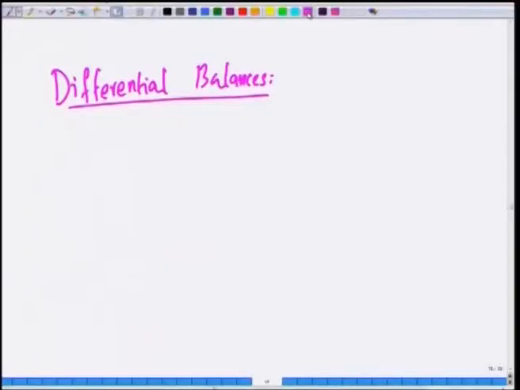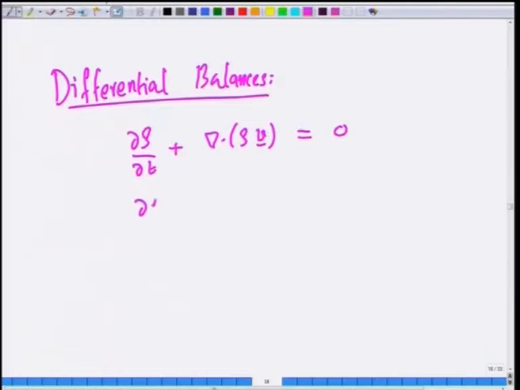So, the mass conservation equation becomes d rho dt plus del dot rho v is 0, or you can write d rho dt plus v dot del rho plus rho del dot v is 0.